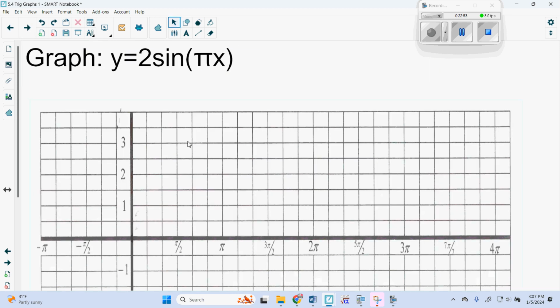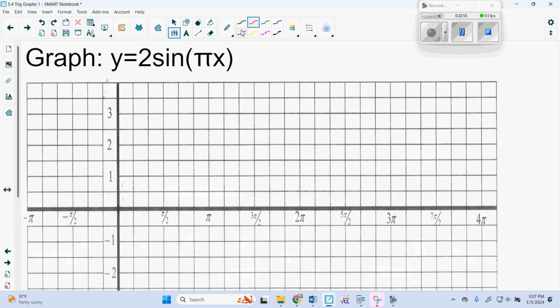y equals 2 sine of pi x. So now we've got both, right? We have our amplitude is 2, and our period is 2 pi over pi. Well, that simplifies down to just 2.